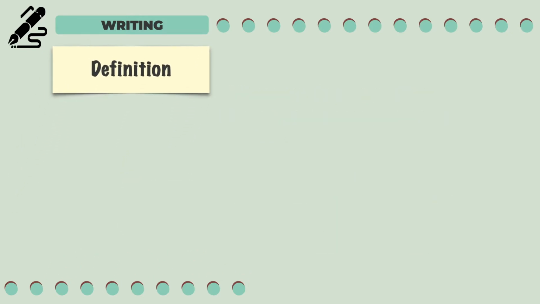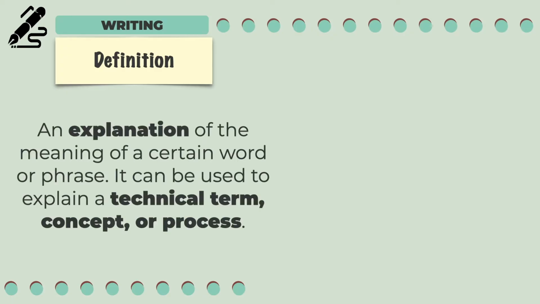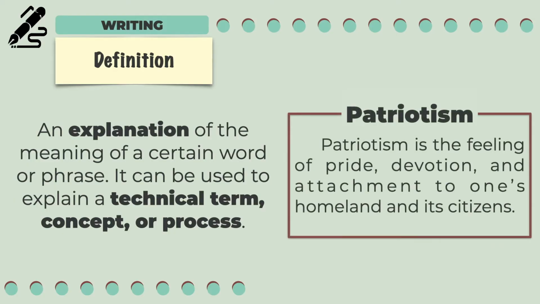The definition pattern of development is an explanation of the meaning of a certain word or phrase. It can be used to explain a technical term, concept, or process. For example, the topic is patriotism. Since the pattern of development is definition, the text must explain the meaning of the word patriotism. Patriotism is the feeling of pride, devotion, and attachment to one's homeland and its citizens.